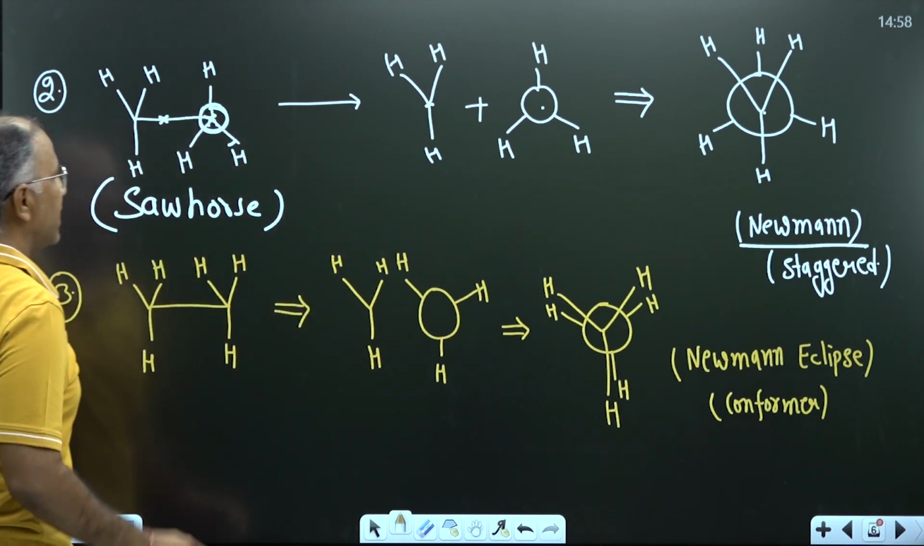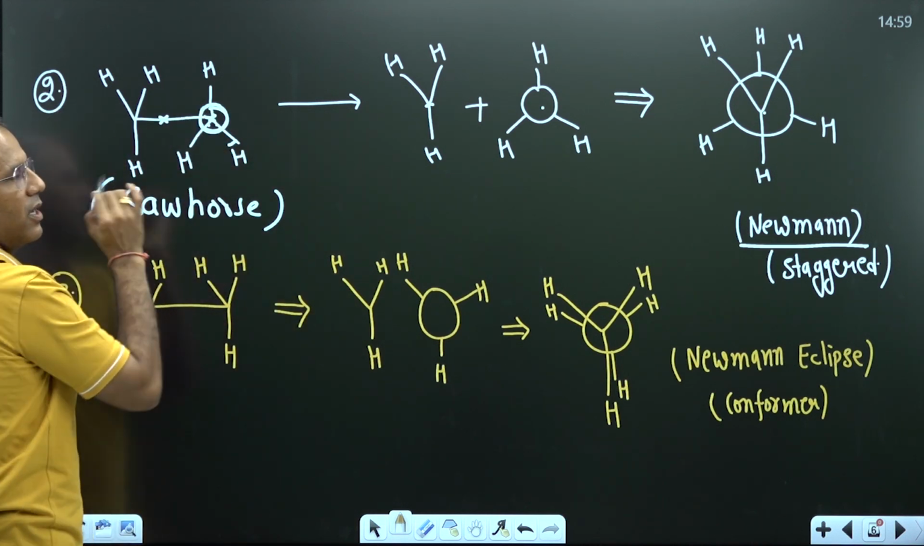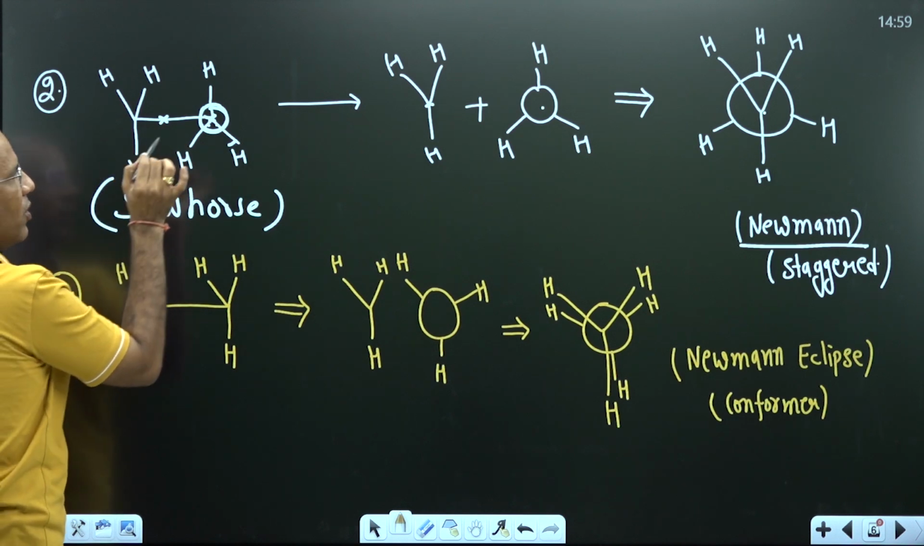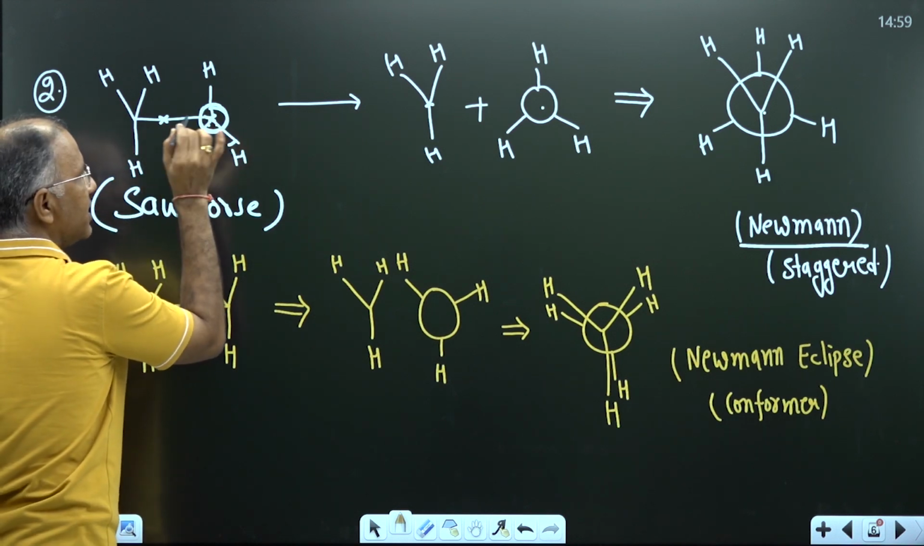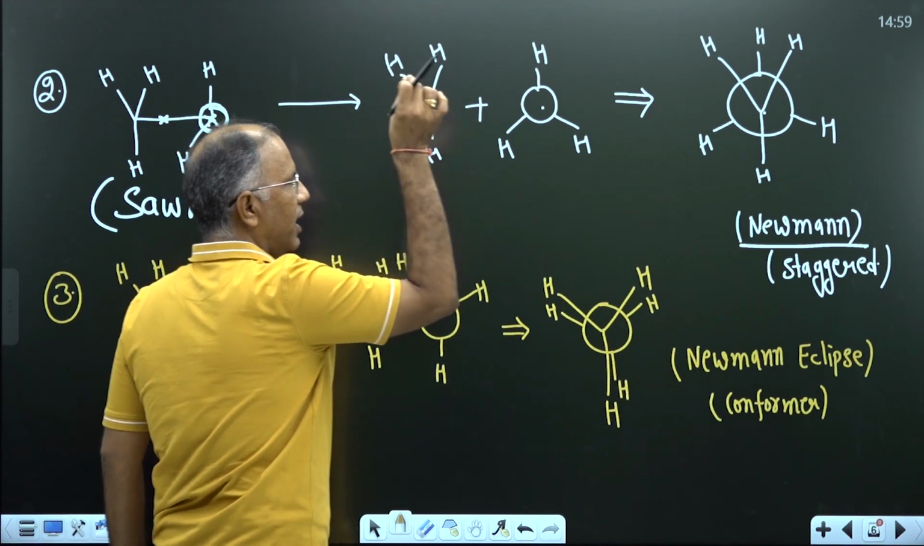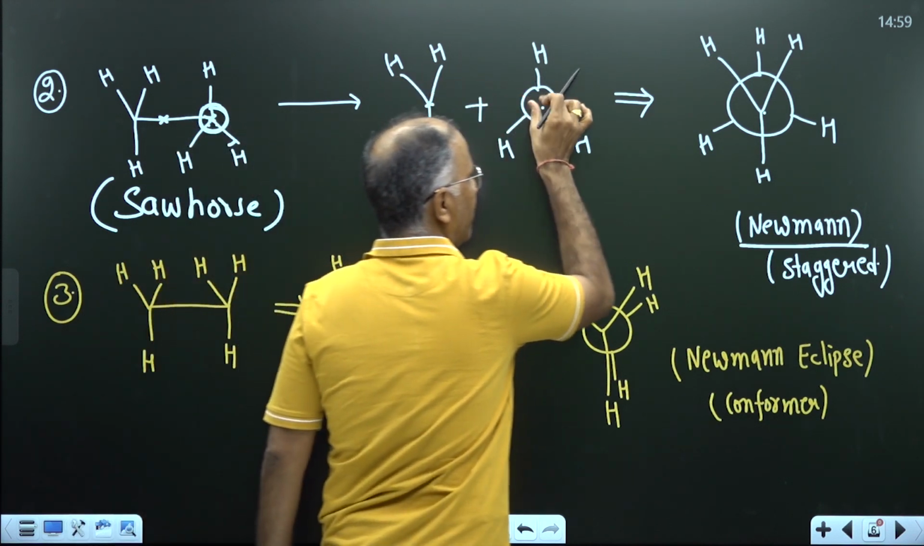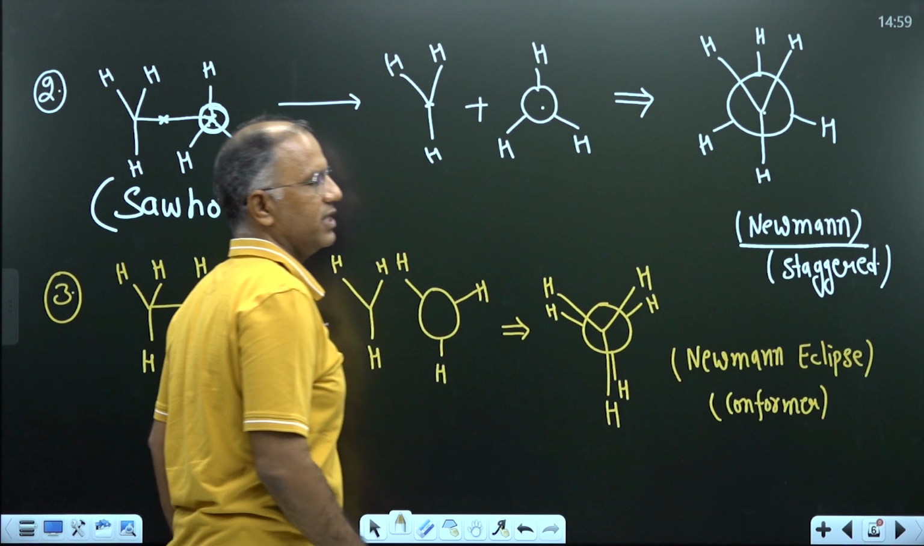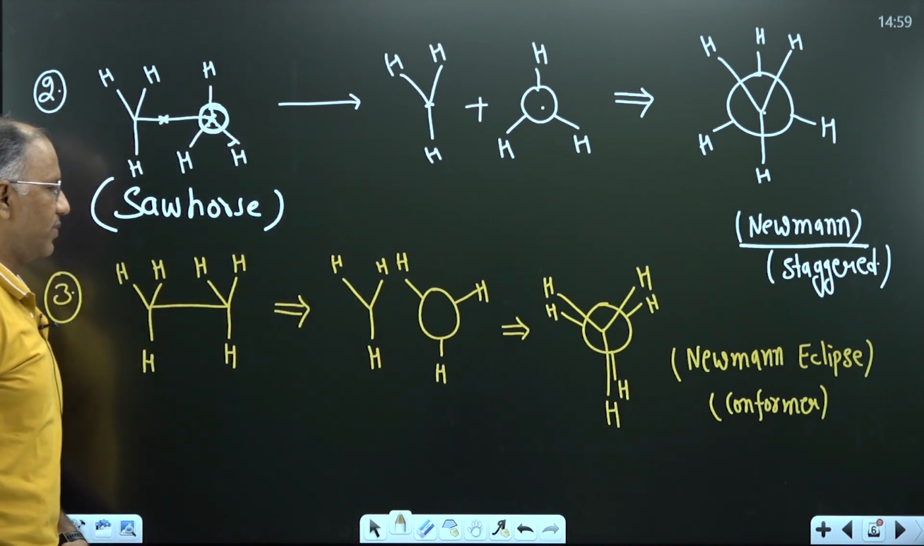I will explain once again. Draw the circle, delete the connecting bond, delete all the bonds which are in the circle. You will get this. Now, pick this carbon and put it on the circle. We will pick and put, we will get this Newman projection in staggered conformer.